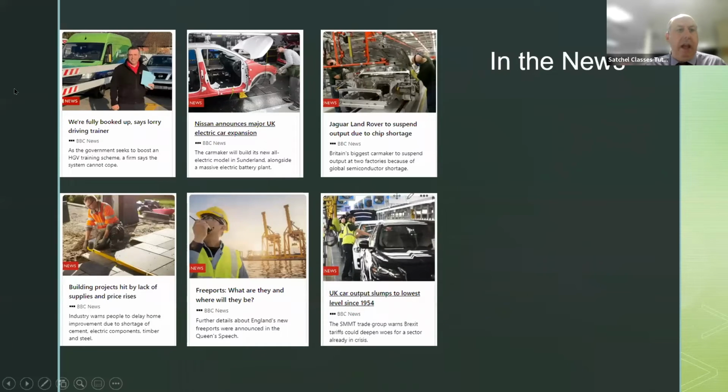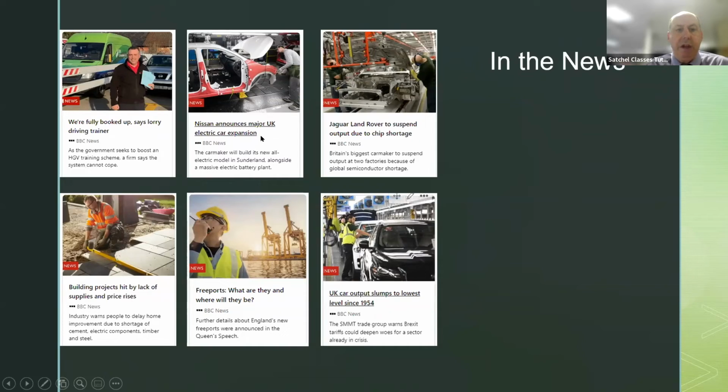So what's happening in the news? Oh, we can see here, we've reached the limit of training new drivers. So our capacity to train new drivers will then limit how we can supply goods and services. So if we haven't got enough HGV drivers, which we've seen recently, we've kind of maxed out on that supply. And it will just take time to train more drivers.